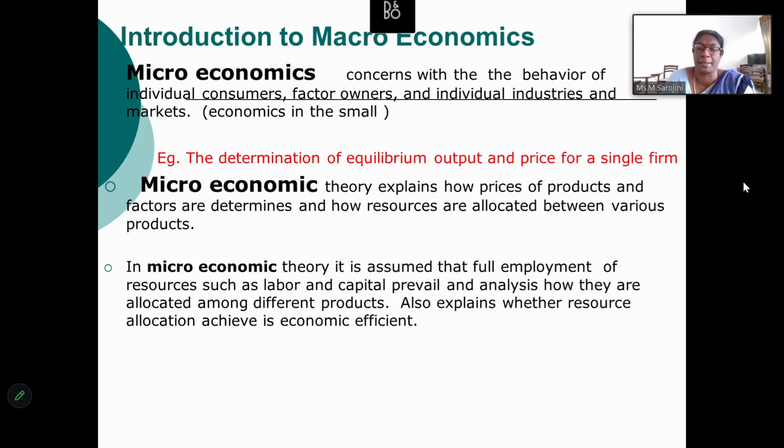Optimum utilization. For example, say you have 10 rupees or 1,000 rupees. The 1,000 rupees should be utilized to the maximum. That means the marginal utility is equal to the price. That is the economic efficiency.